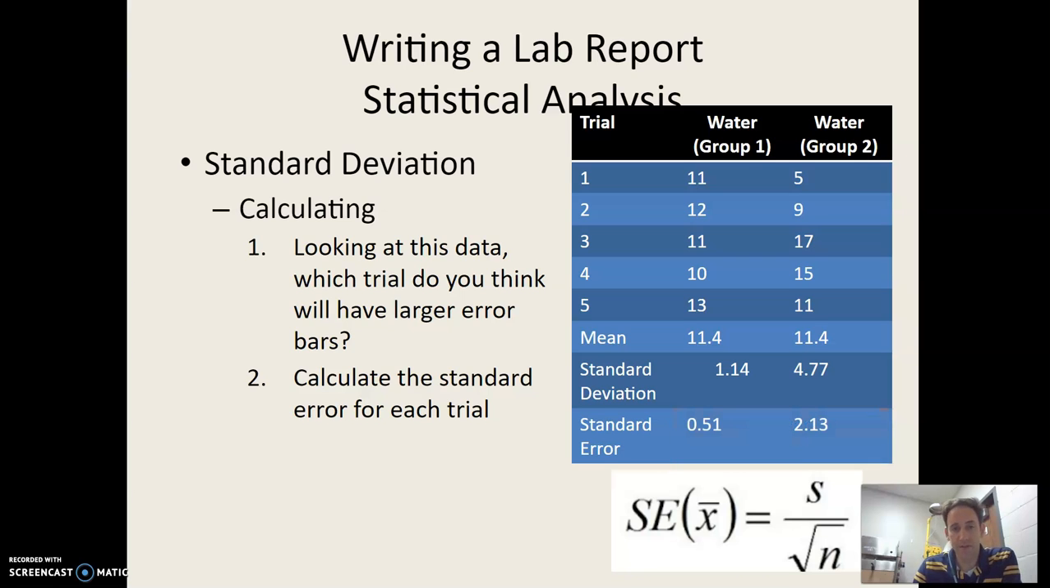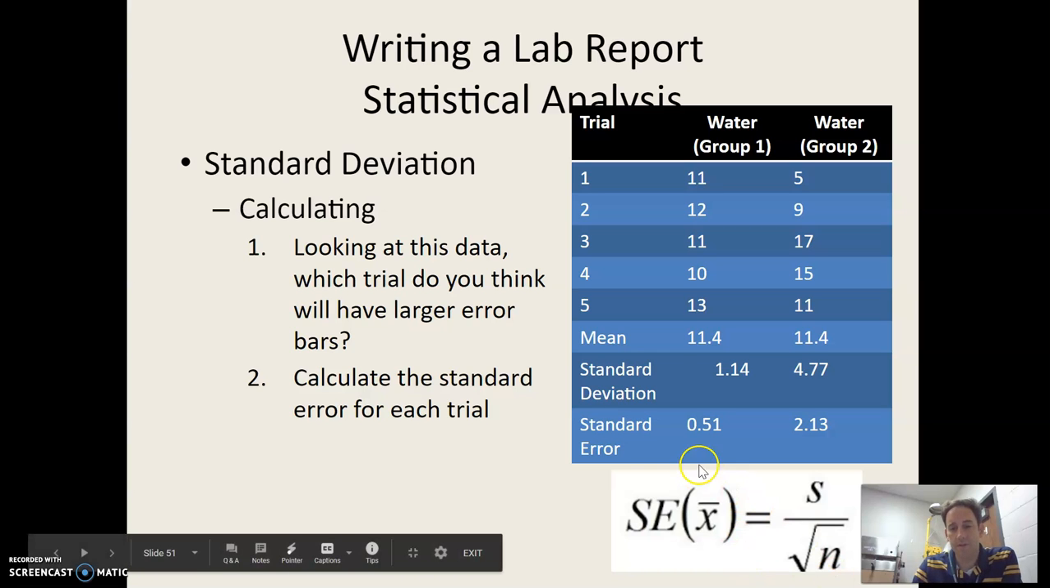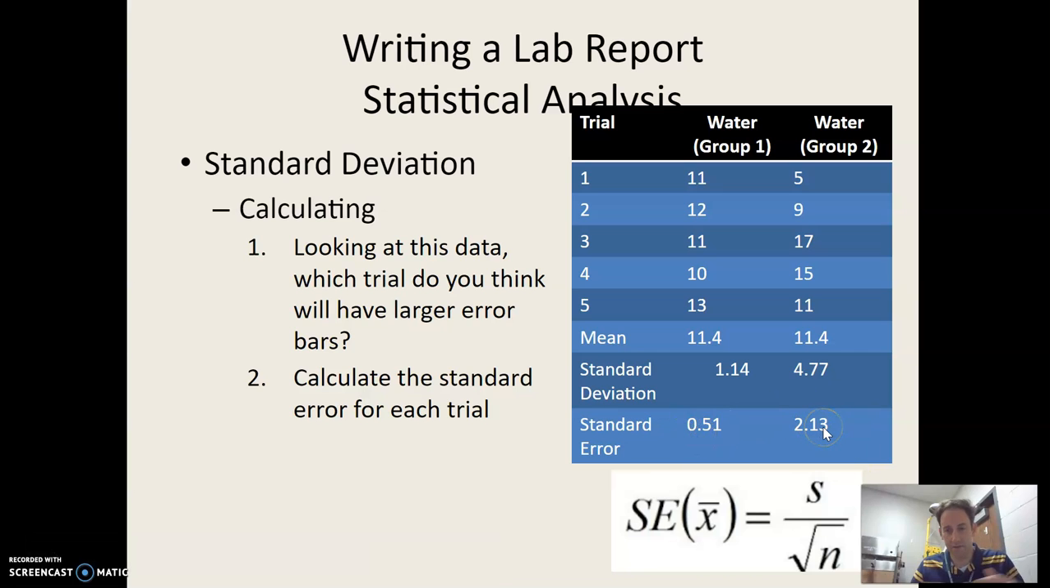Hopefully you were able to calculate that. Certainly let us know if you are struggling with it. But that's the standard error. That's saying that if we repeated this experiment thousands of times, and we calculated the means, this would be the standard deviation of all of those means.